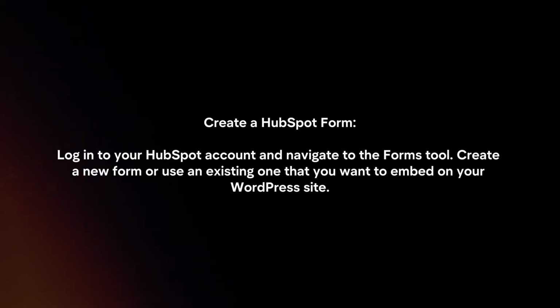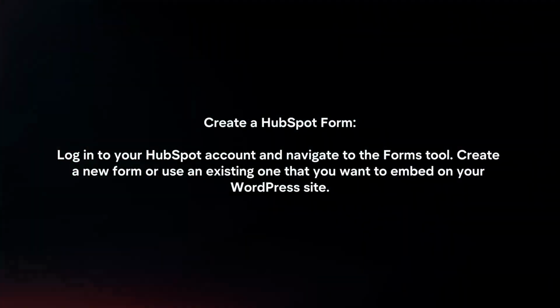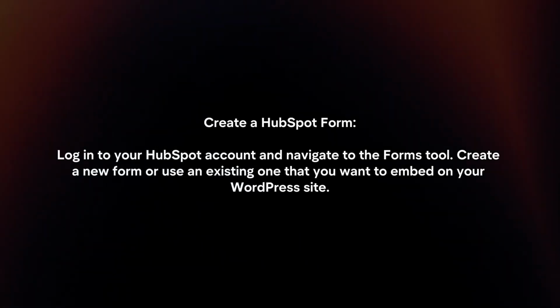Create a HubSpot form. Log into your HubSpot account and navigate to the Forms tool. Create a new form or use an existing one that you want to embed on your WordPress site.